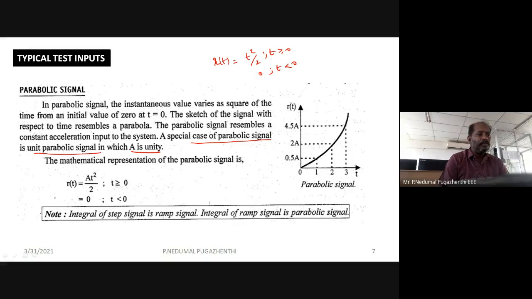And this point is very important. I will discuss this in the next slide, where we will see the relation. So these are the four different test signals available. This parabolic signal resembles a parabola, which is why we call it a parabolic signal. It varies exponentially.